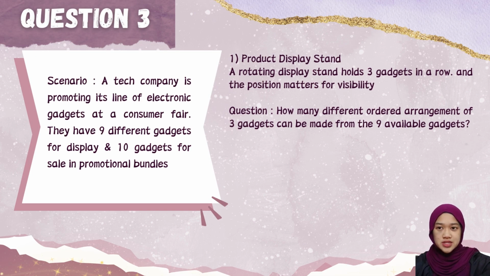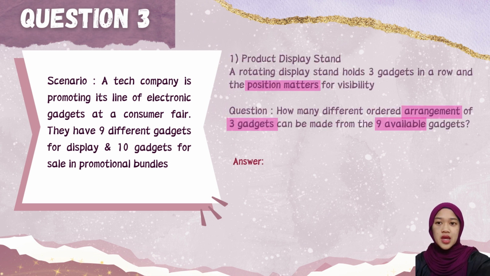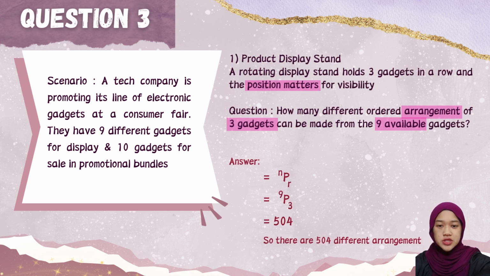So for the first question about product display stand, a rotating display stand holds 3 gadgets in a row, and the position matters for visibility. So the keywords here are position matters and arrangement. If the question is about arrangement and the position matters, we have to use the permutation formula. So we just substitute the formula here. So 9P3, and we got 504. That means there are 504 different arrangements that can be made.